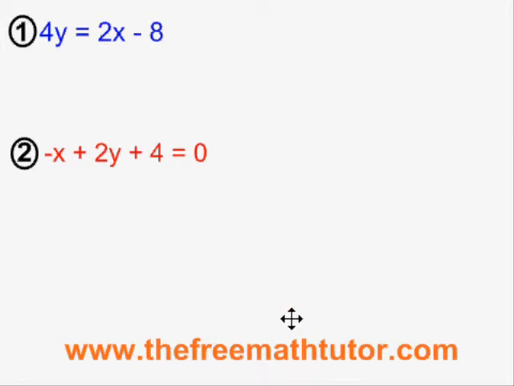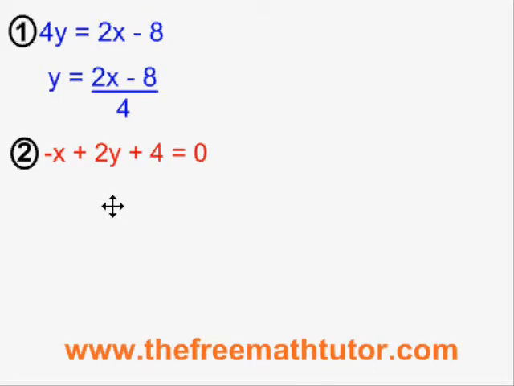So the first thing I'm going to do when given this system of two equations is set up my comparison, which involves isolating the same variable in both equations. I will start with the blue equation on top, and I will isolate the y simply by dividing the entire equation by 4. y is equal to 2x minus 8, all divided by 4.